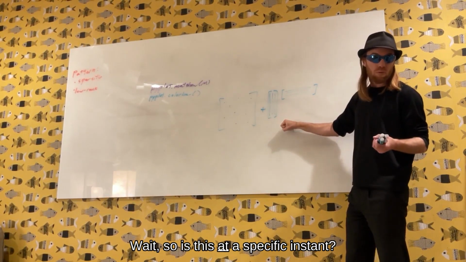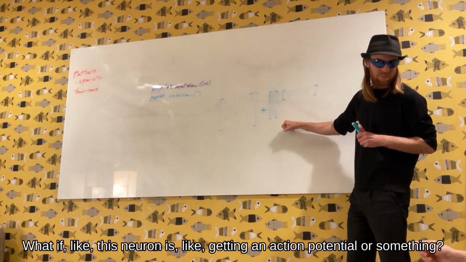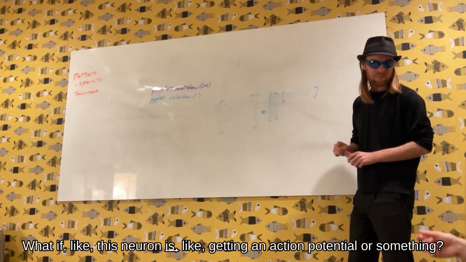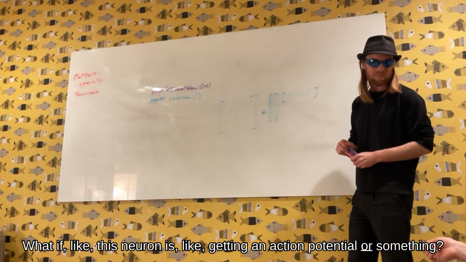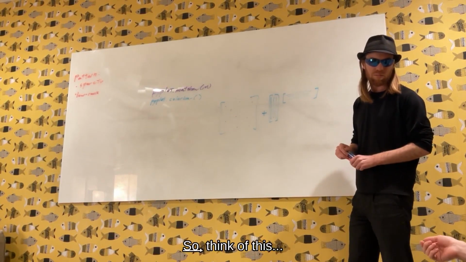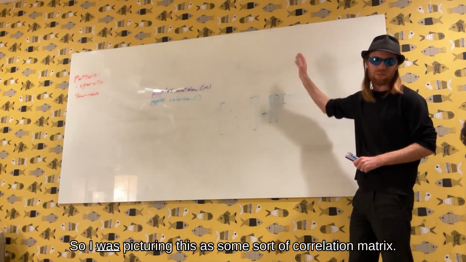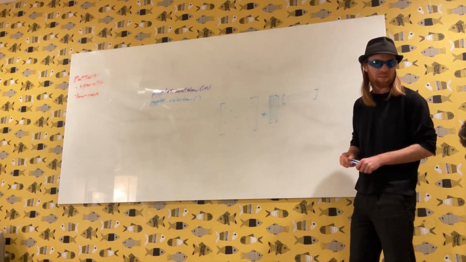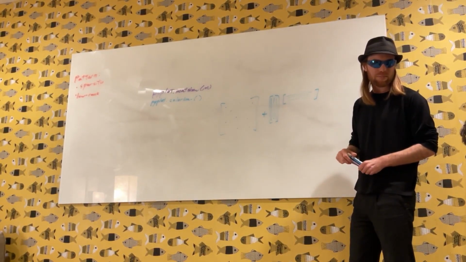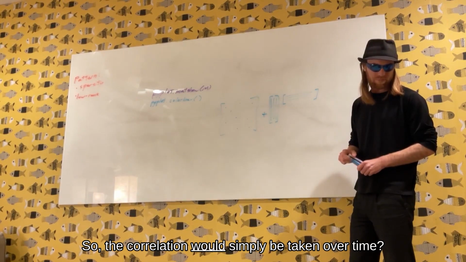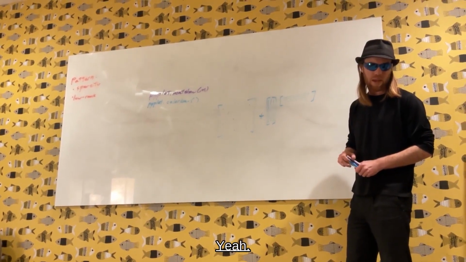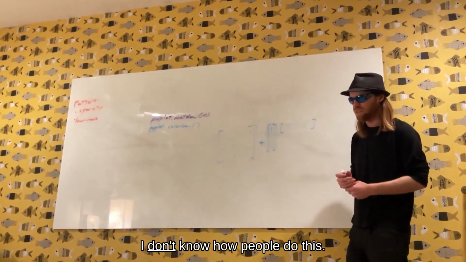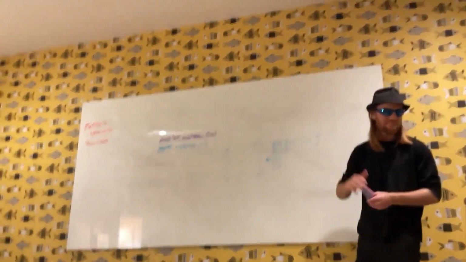Wait, so is this at a specific instant? What if this neuron is getting an action potential or something? I was picturing this as some sort of correlation matrix. Okay, so the correlation would simply be taken over some short time. I don't know how people do this.